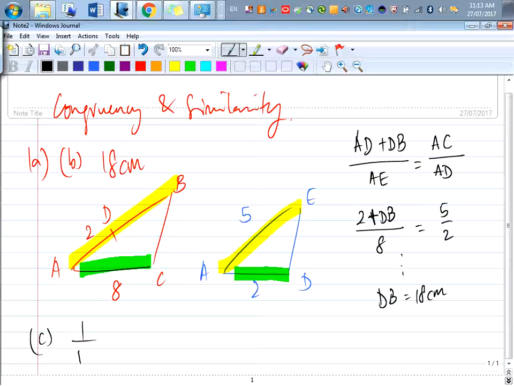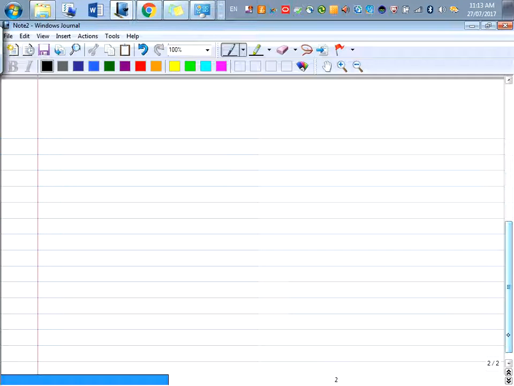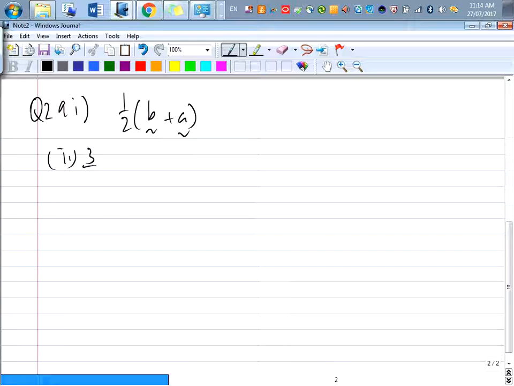Then part C, the answer is 1 over 15. Anybody needs help for this? Runchen, have you done your work? Did you get 1 over 15? Now question 2. Part A1, we have half B plus A. Part 2, 3 over 4 A minus 1 over 4 B. Anybody needs help for these two? Then the showing part, anybody needs help?